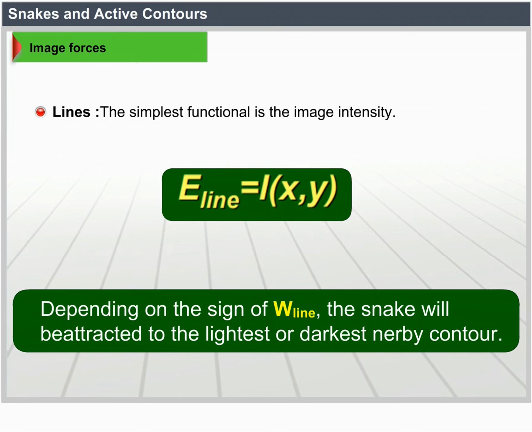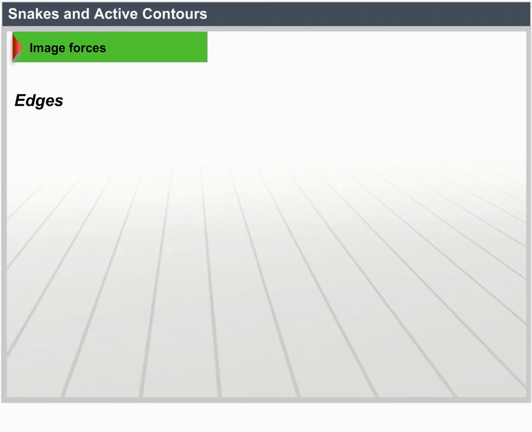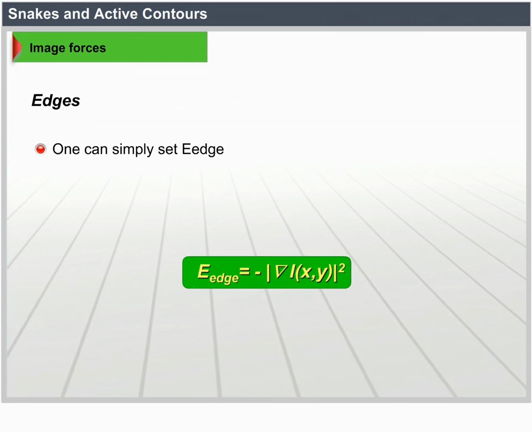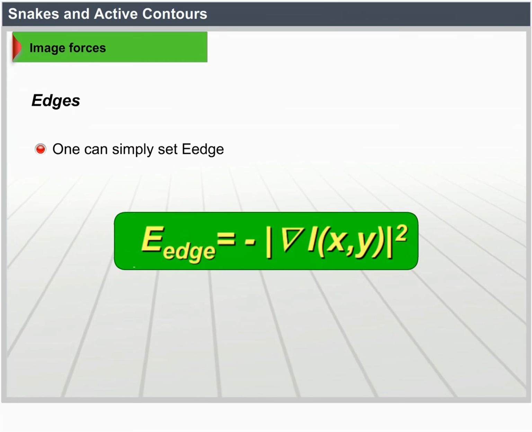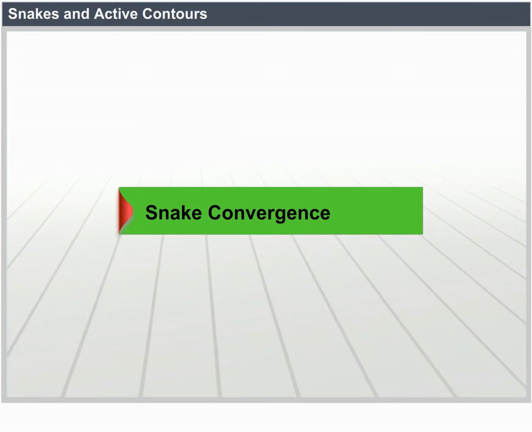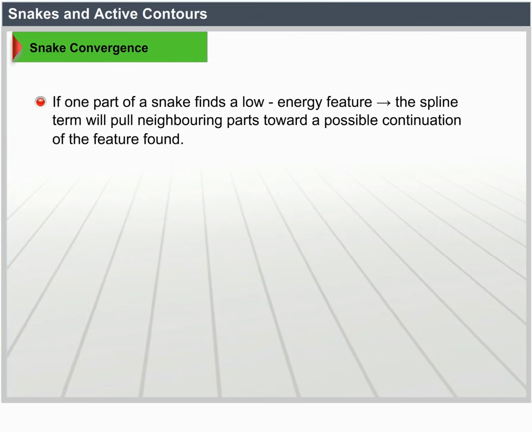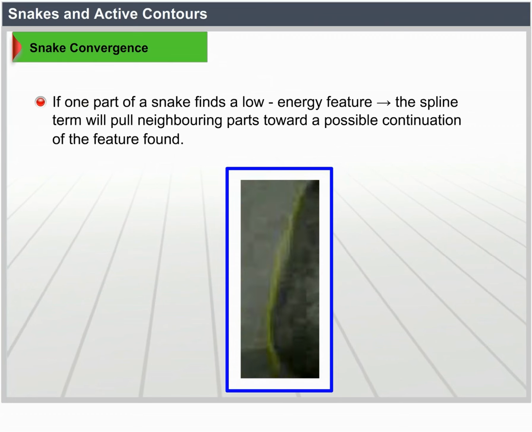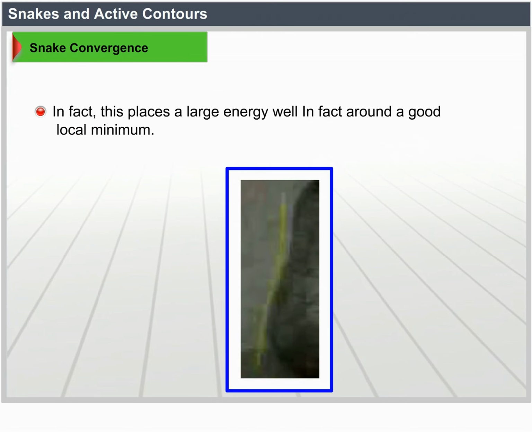Edges. One can simply set E edge. The E edge equation is now seen on the screen. It attracts the snake to large intensity gradients. Snake convergence. If part of a snake finds a low energy feature, then the spline term will pull neighboring parts toward a possible continuation of the feature found. In fact, this places a large energy well around a good local minimum.